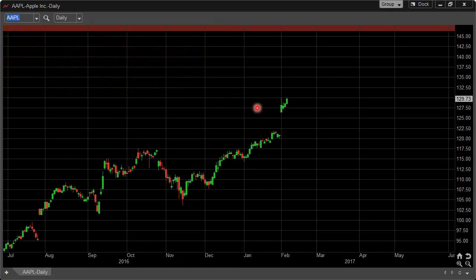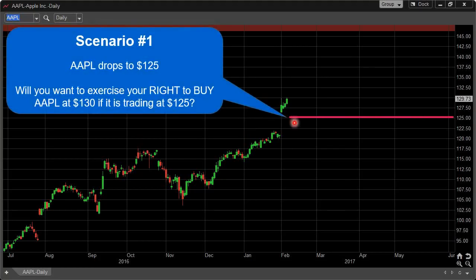All right, so what I want you to picture is like you just walked down the street and picked up a piece of paper that is a call option, and you're like, oh wow, this thing that I'm holding gives me the right to buy Apple at $130 a share. Scenario number one, Apple is now trading at 125. And I want you to picture that we are now at the expiration date, which means you've got to make a decision on what you want to do.